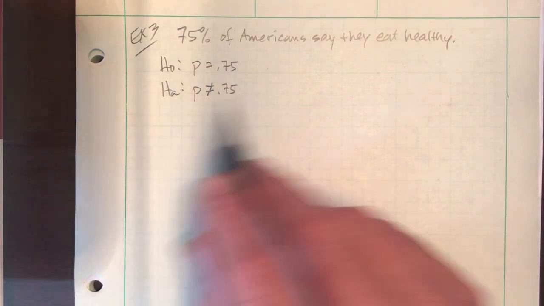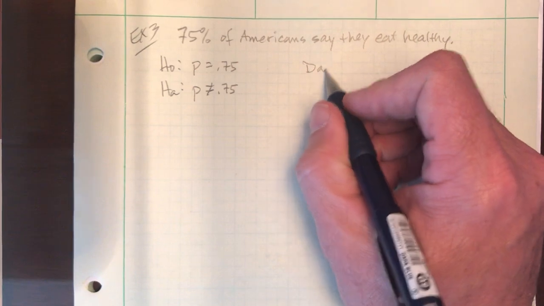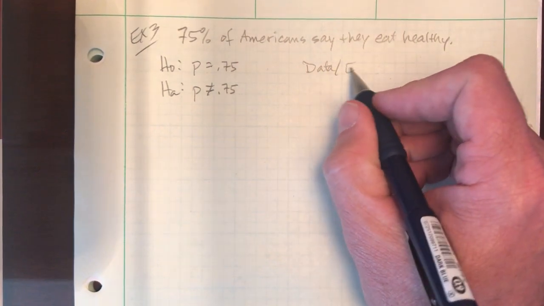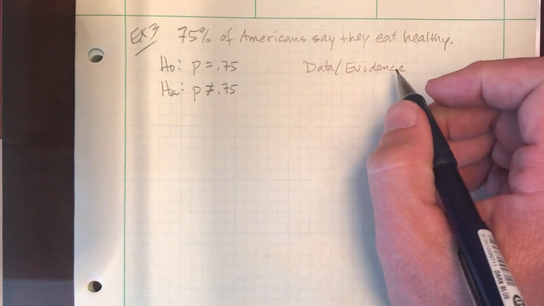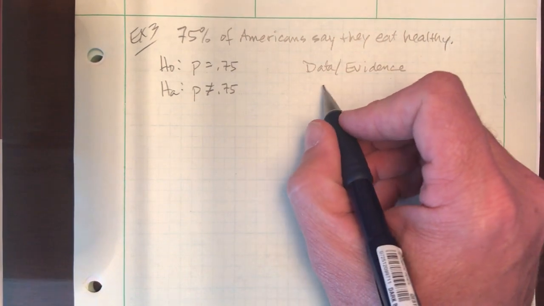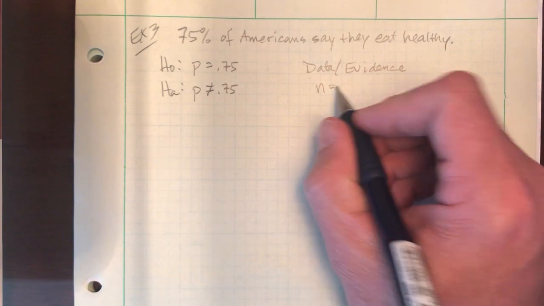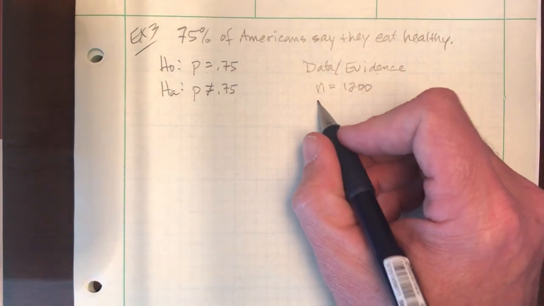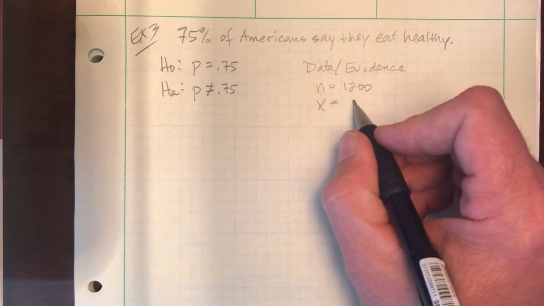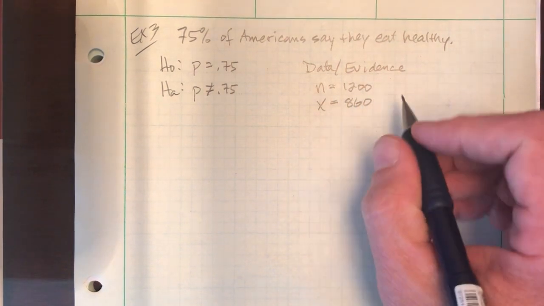But what happens after this is we ask, what is the data? What is the evidence that would support my alternative? So let's say a sample of 1,200 Americans were surveyed, and let's say 860 of them said they eat healthy.